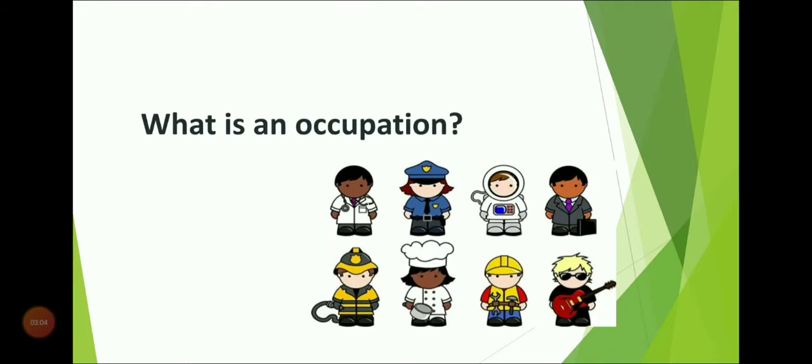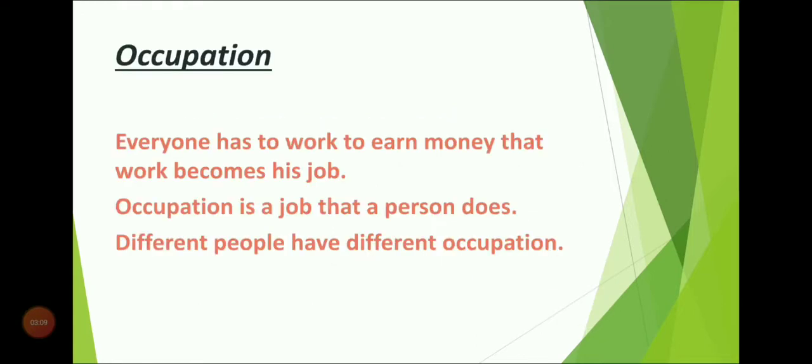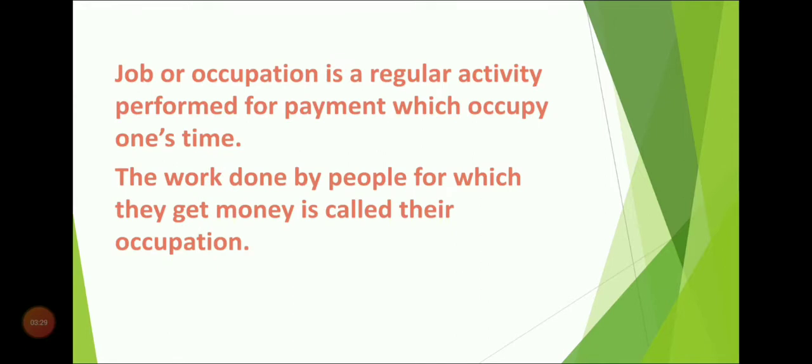Now, let us know what is an occupation. As we know, everyone has to work to earn money and that work becomes his job. So, we can say that occupation is a job that a person does. And as you know, different people have different occupations. Job or occupation is a regular activity performed for payment which occupies one's time. The work done by people for which they get money is called their occupation.